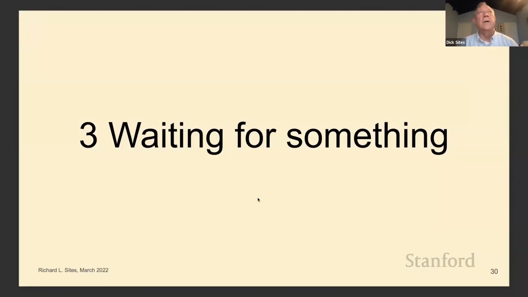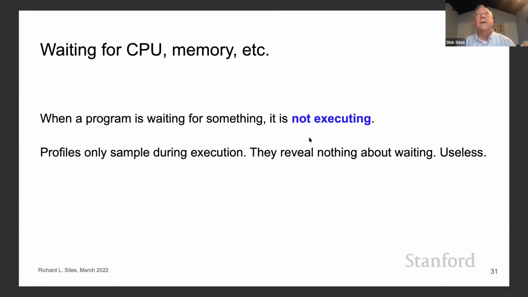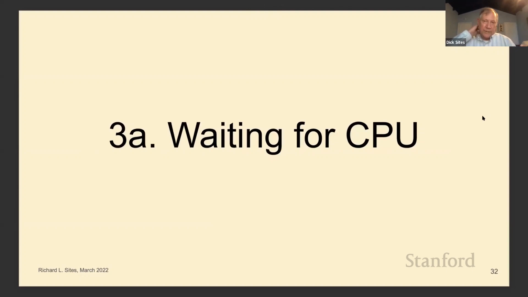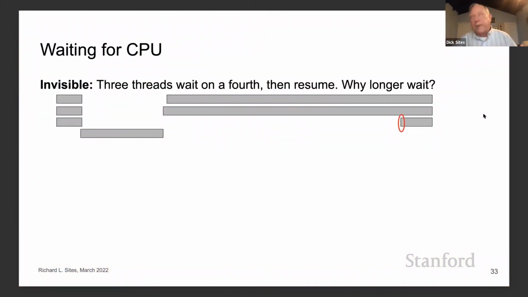Okay, so we're off, waiting for something. When you're waiting for something, it means it's not executing, so profiles that sample PCs aren't going to tell you anything. Instead, you get to see what it is you're waiting for. So here's an example of waiting for the CPU.